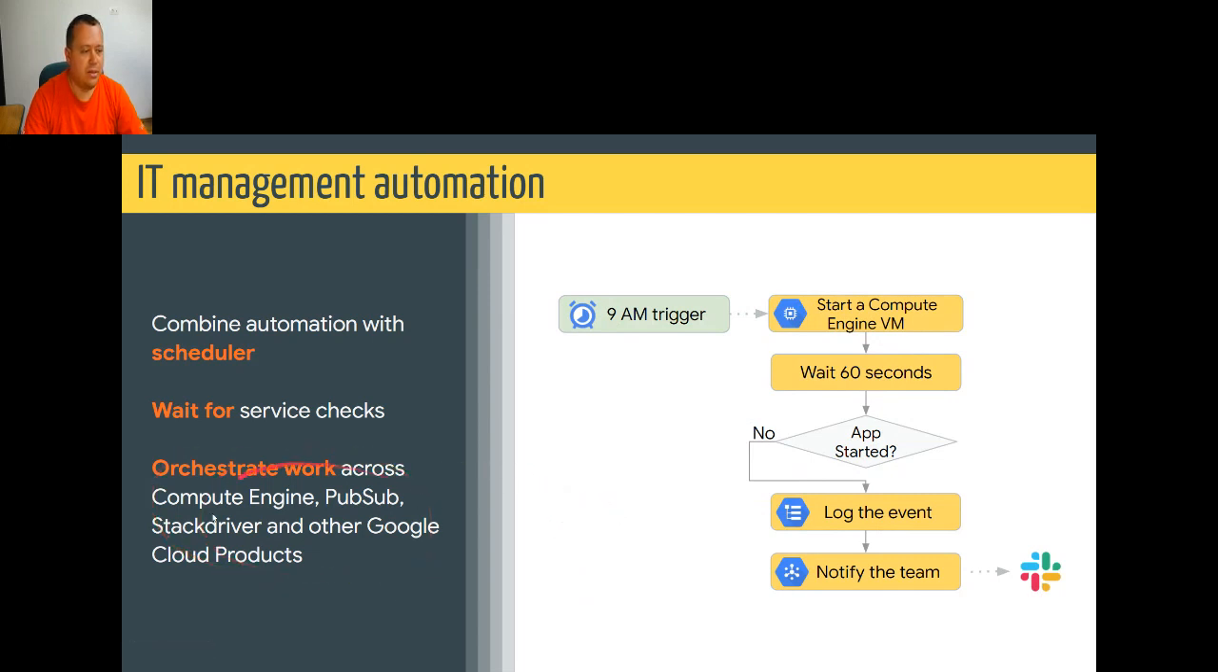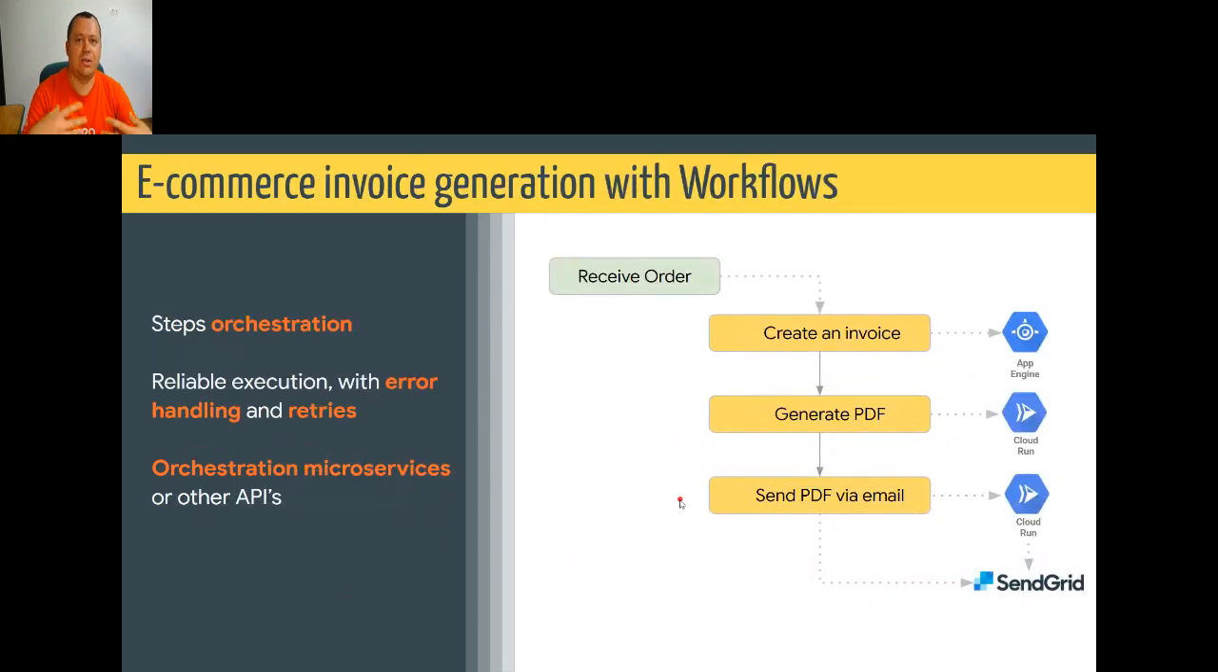Orchestration works across a couple of products, which are in here, but it orchestrates every product on the internet which is HTTP based, and it orchestrates mostly GCP products very easily with connectors. You could, for example, have email, e-commerce, invoice generation or email generation with cloud workflows. You could have a receive order event fired, emitted by your application, that launches the workflow process. A workflow creates and launches the create an invoice process step, which could further be done by an App Engine application or a VM, whatever, a serverless application. Then the next one could generate a PDF and send the PDF via email.